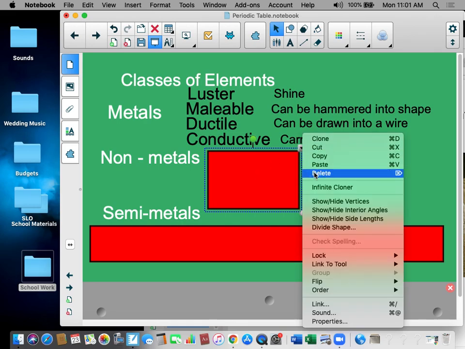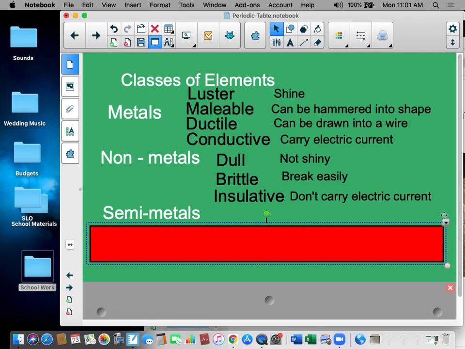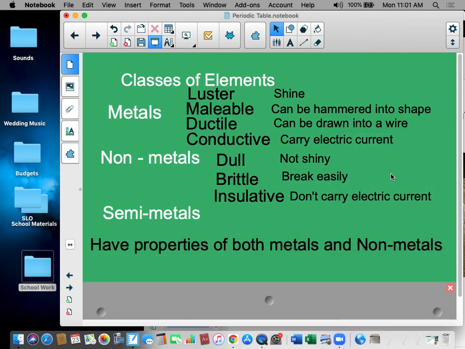Nonmetals are dull, brittle, and insulative, which means they're not shiny. They break easily, and they don't carry electrical current. Now, a semi-metal are the elements that have qualities and properties of both metals and nonmetals.